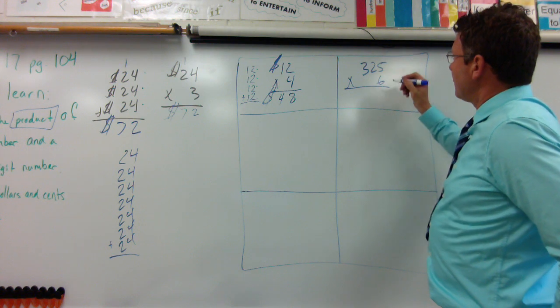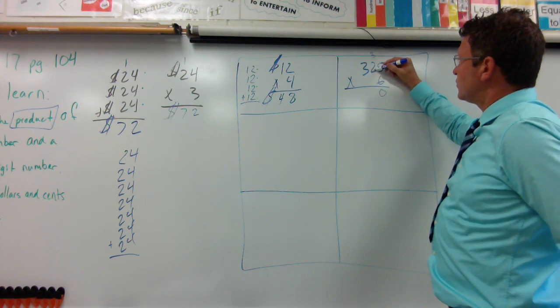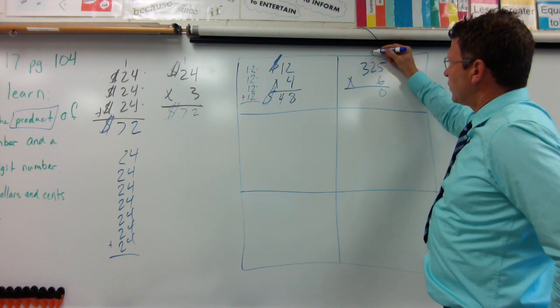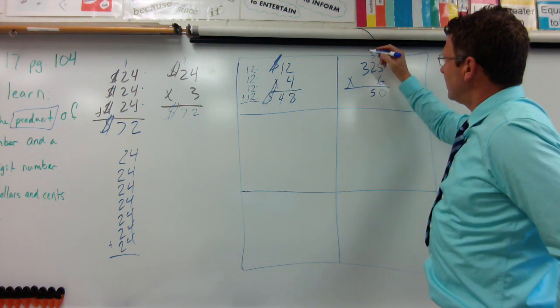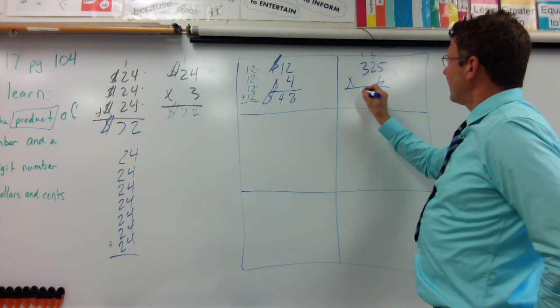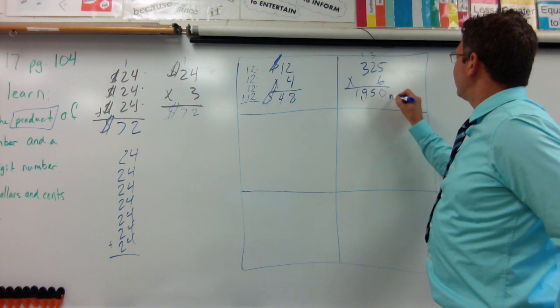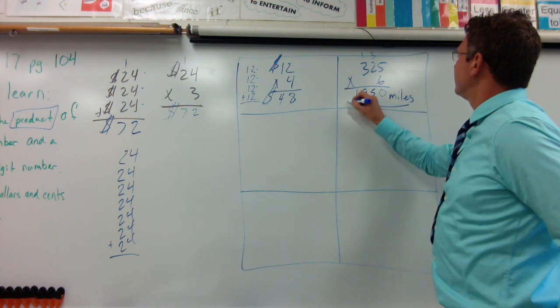6 times 5 is 30. 0 down, carry the 3. 6 times 2 is 12. 13, 14, 15. 5 down, carry the 1. 6 times 3 is 18, plus 1 more is 19. 1,950 miles.